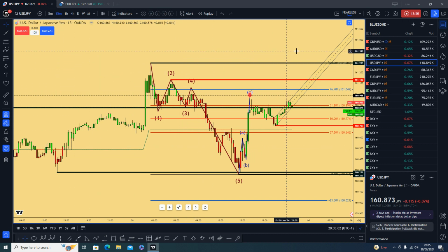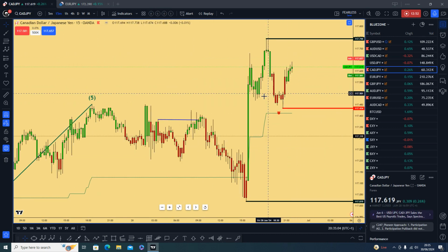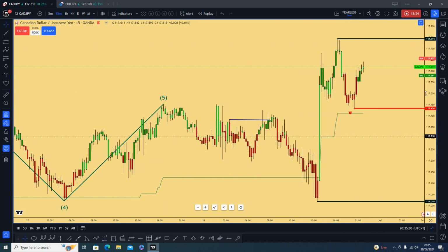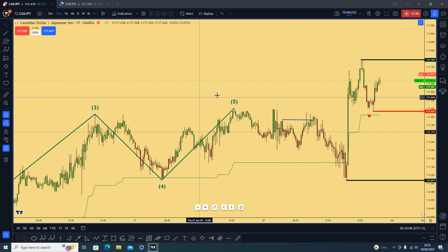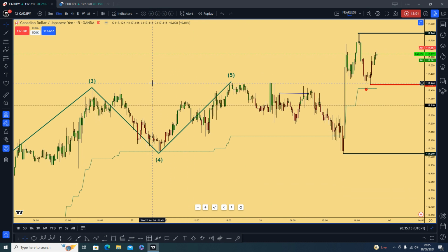This is the 15 minutes chart. So that's basically, I don't want to do much more than that. That's basically what we are looking at for Monday, the 1st of July 2024.